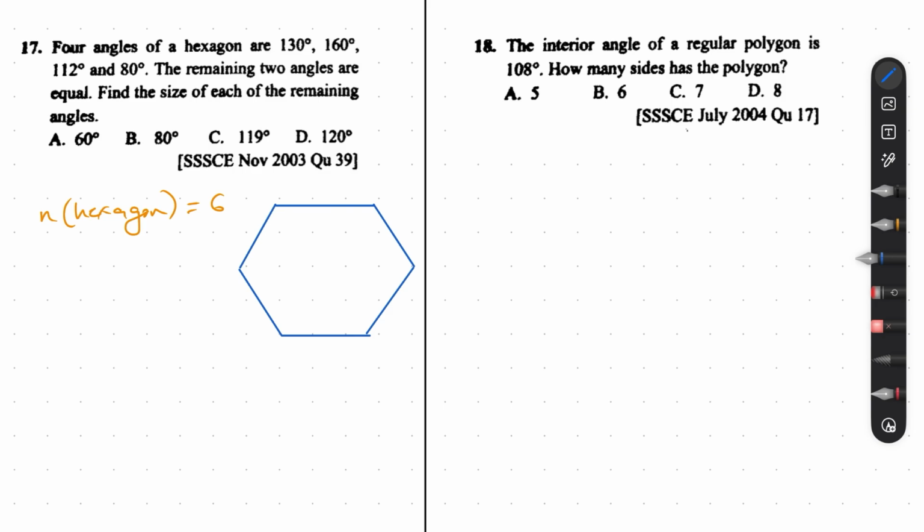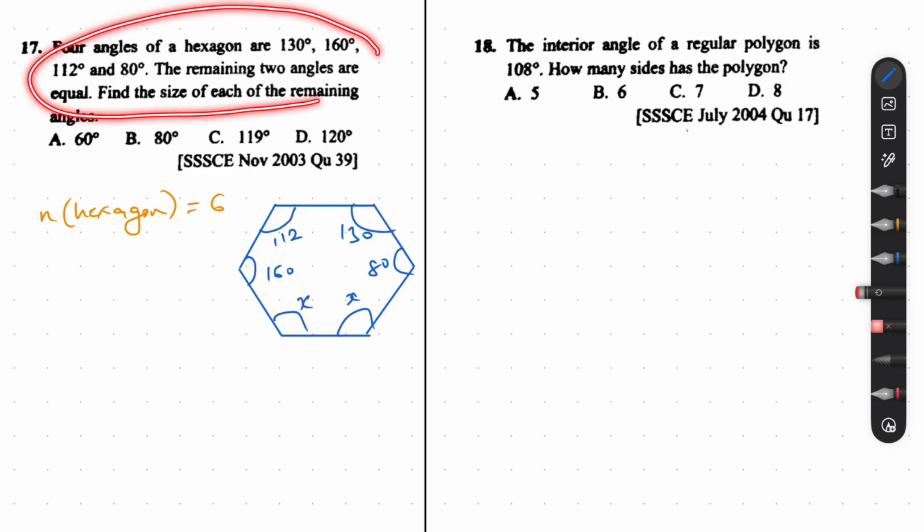So they are saying one of the angles is 112, another one is 130, another one is 160, another one is 80. And then the last two, we don't know them, so let's label them X and X, because they are equal. So when we find the sum of all the angles in this, we are supposed to get the sum of interior angles of a hexagon.